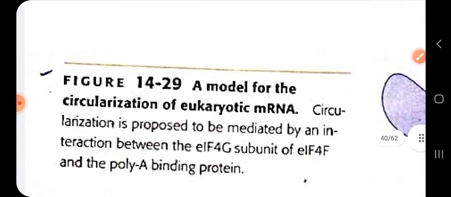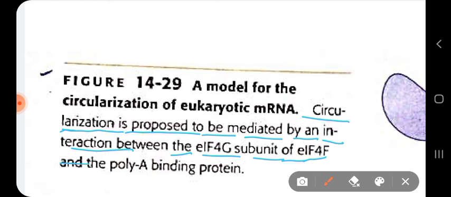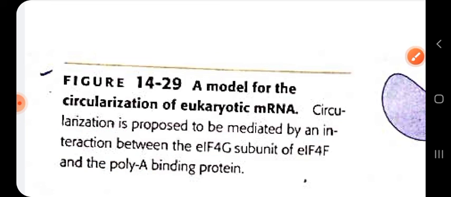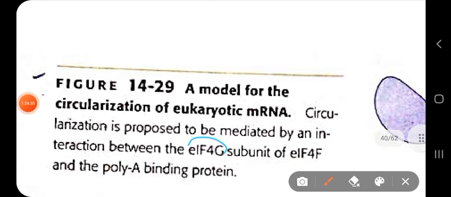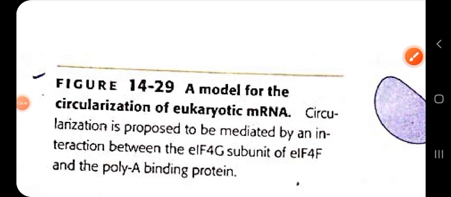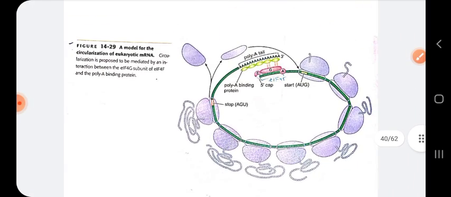So it has been written here that circularization is proposed to be mediated by interaction between the EIF4G subunit of EIF4F and the poly A binding protein. The EIF4G subunit of EIF4F and the poly A binding protein cause that circularization of the eukaryotic mRNA.